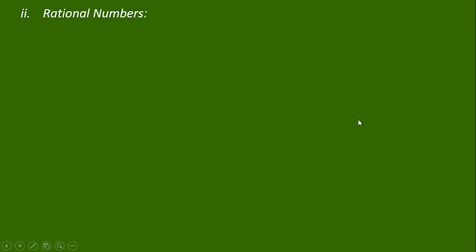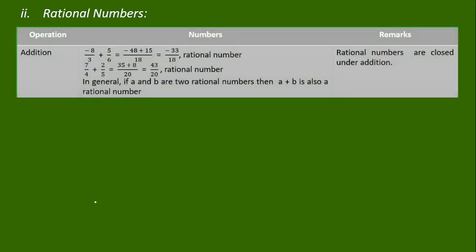Now moving on to rational numbers. So here the first operation we are considering is addition. Here minus 8 upon 3 is one rational number, and 5 upon 6 is another rational number. So we are adding these two numbers. How will you add? You have to take the LCM. So 6 into 3 is 18. Now divide this 18 by 3. So what will you get?